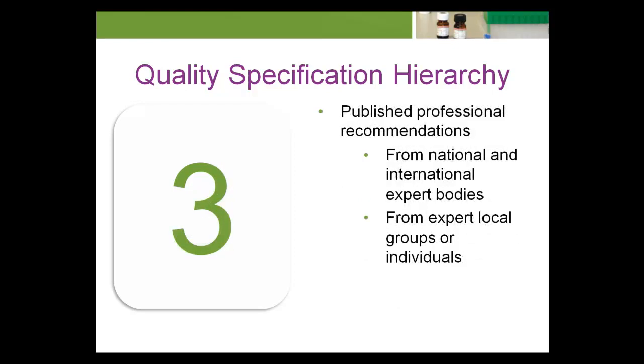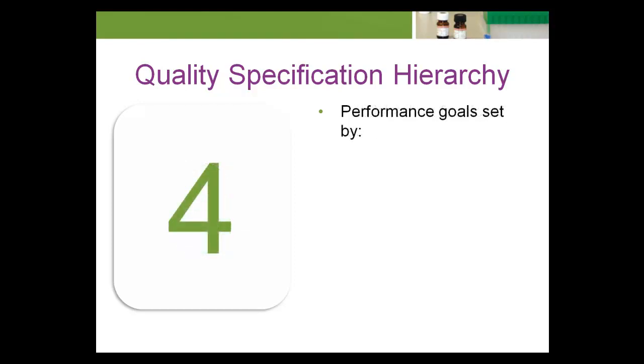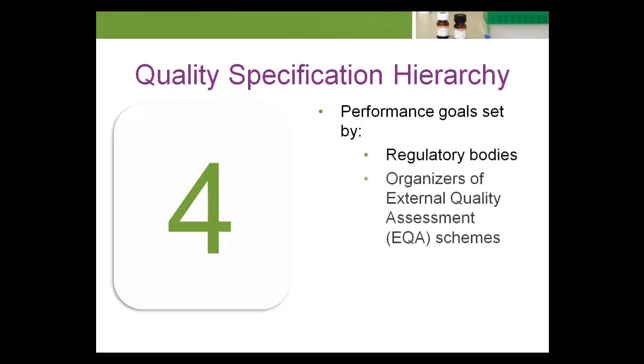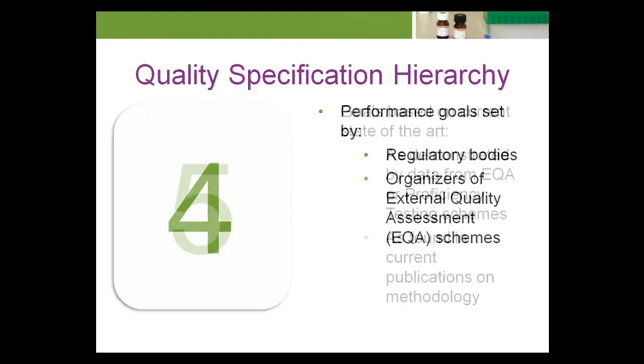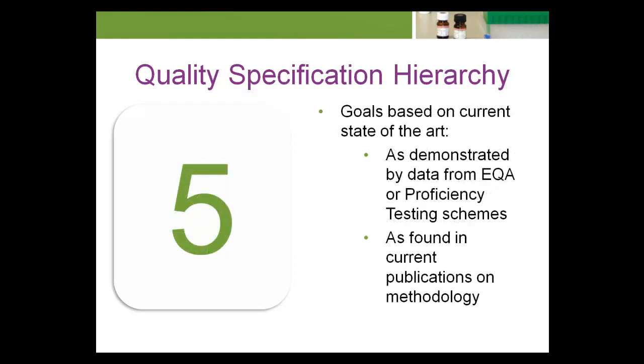Next in the hierarchy are recommendations from experts and professional organizations. These are preferred to performance goals derived from regulatory agencies and external quality programs. The least preferable type of quality specification is derived from the current state-of-the-art. Current state-of-the-art generally refers to the median performance of a group.